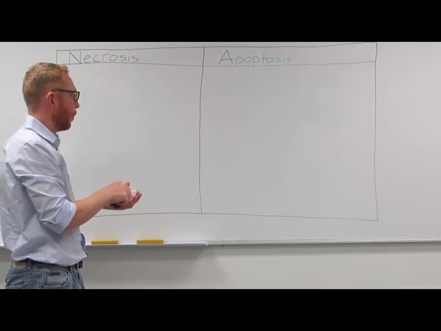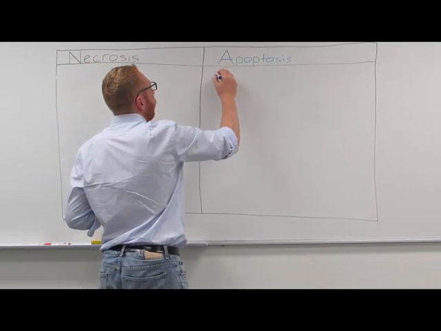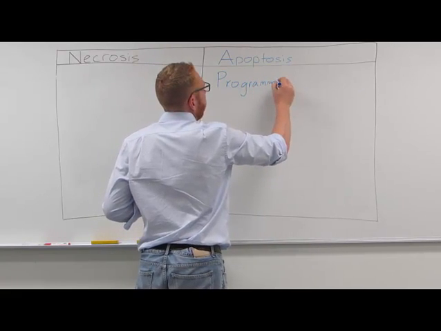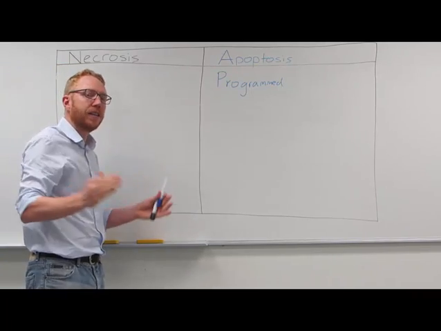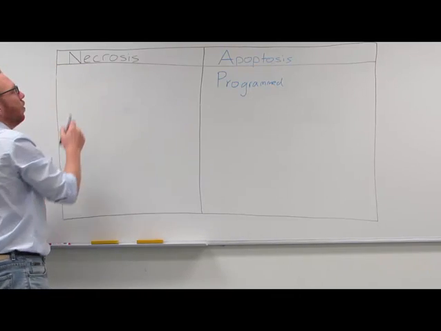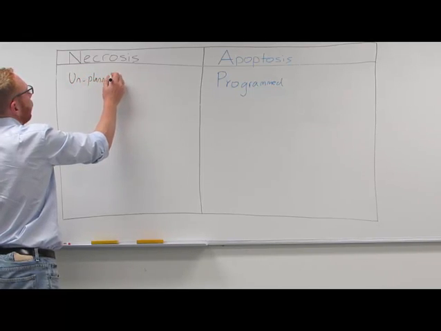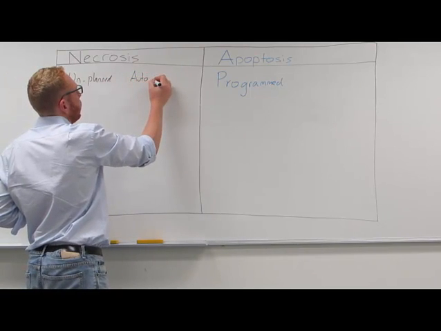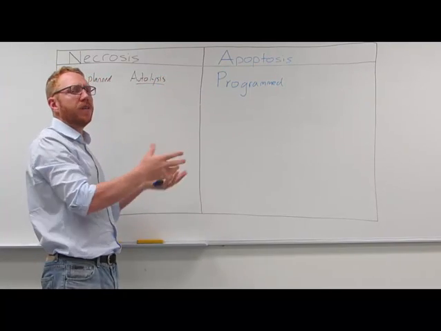So firstly, what are they? Well, apoptosis is programmed cell death, meaning that the cell intrinsically decides to programmably kill itself. It's also sometimes known as cell suicide. Whereas necrosis is unplanned, okay? So it's not programmed, and it results in autolysis, meaning it digests itself.